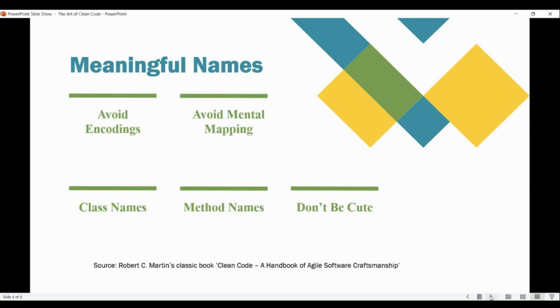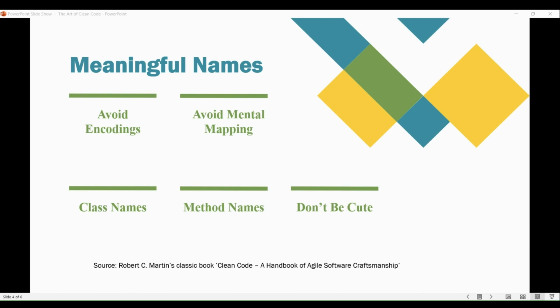The next point is avoid encodings. Java has no such need for type encoding, because objects in Java are so strongly typed and the editing environments are already so advanced that they detect a type error long before you even run a compile command. But encoding exists in other languages, and programmers used to deal with encoding type or scope information into names. But that is just an extra burden now.